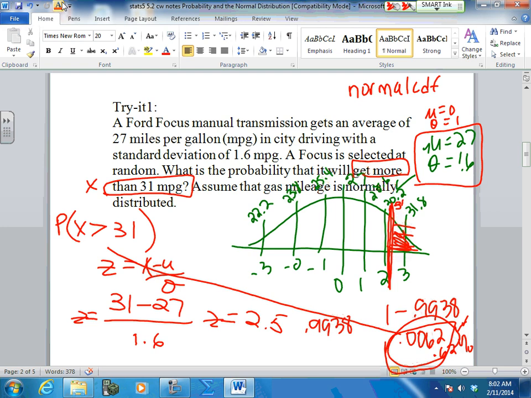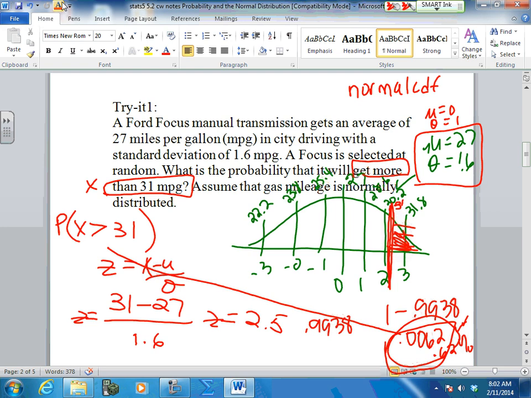We'll never have more than 999 on here. But now put your mean and your standard deviation in. 27 is your mean, and your standard deviation is 1.6. Now go to paste. Do you get this answer, 0.0062? Kind of nice. It bypasses this whole step.